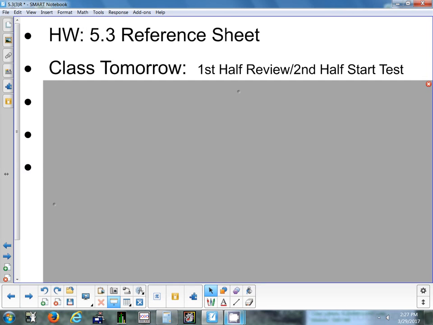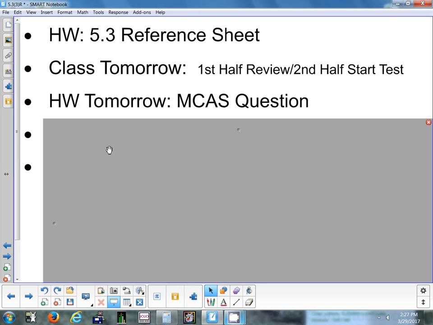Remember, class tomorrow. First half, we're probably going to do 2 or 3 review problems. You'll get the templates for them, and you can work on them on your own. When we get to around 2 o'clock, that's when we'll hand out the test. We're not going to give you the whole test, maybe the first 4 questions. Homework tomorrow will be an MCAS question. It'll be a word problem that you'll solve with elimination, something like we've done all week.